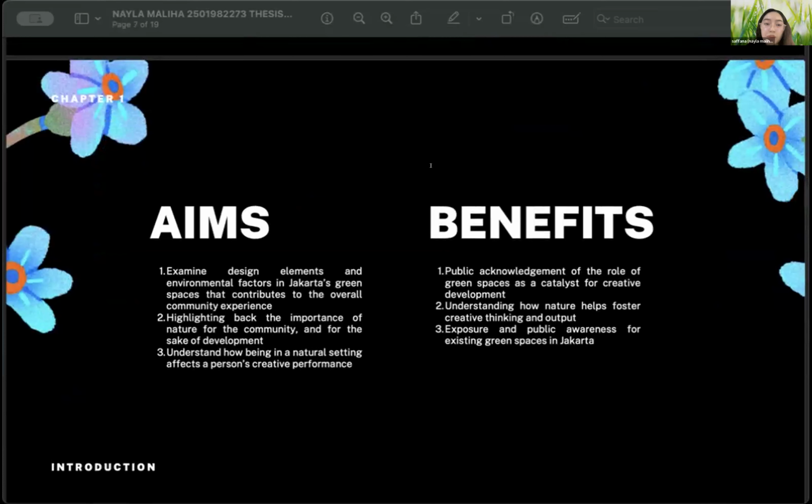The aims for this research paper are to examine design elements and environmental factors in Jakarta's green spaces that contribute to the overall community experience, remind people of the importance of nature for the community, and understand how being in a natural environment can affect a person, whether in health, mind, or creative performance. The benefits of this research paper would be public acknowledgement of the role of green spaces as a catalyst for creative development, understanding how nature can help foster creative thinking and output, and also exposure and public awareness for existing green spaces in Jakarta.